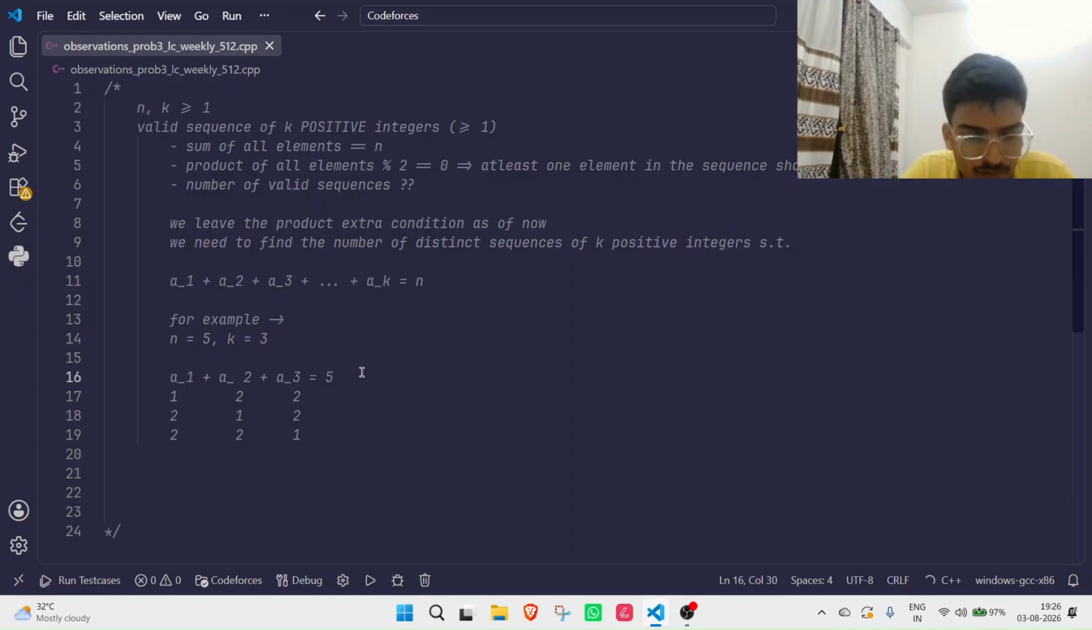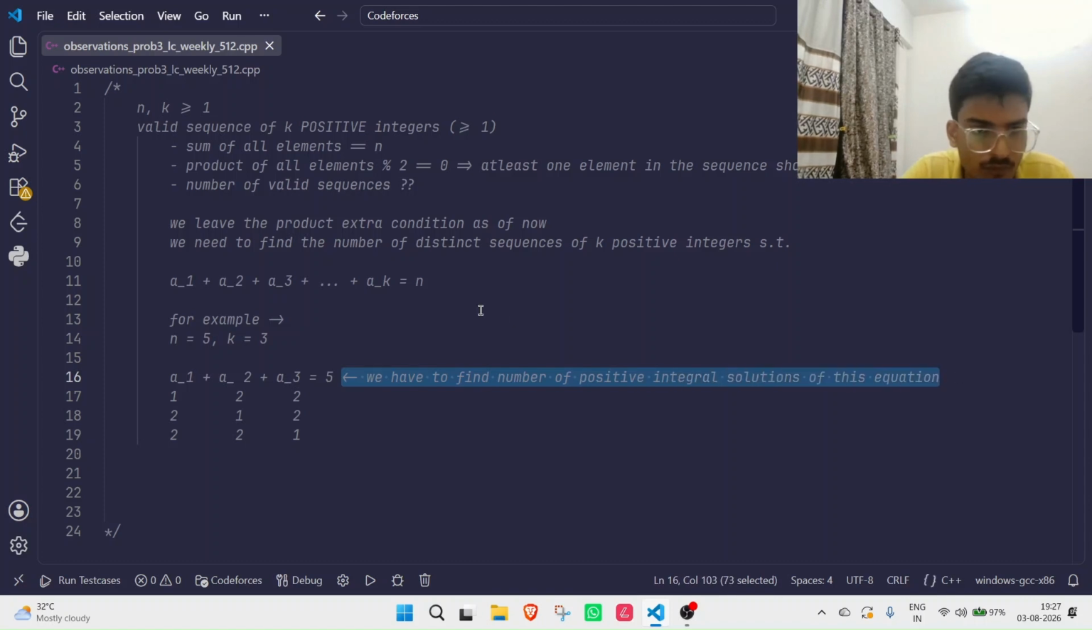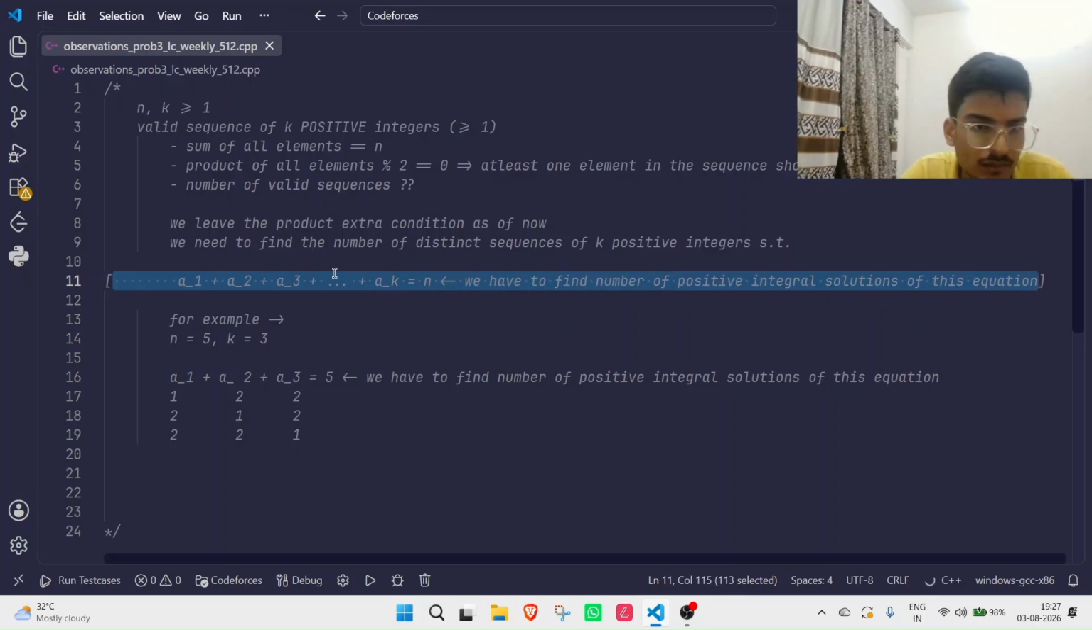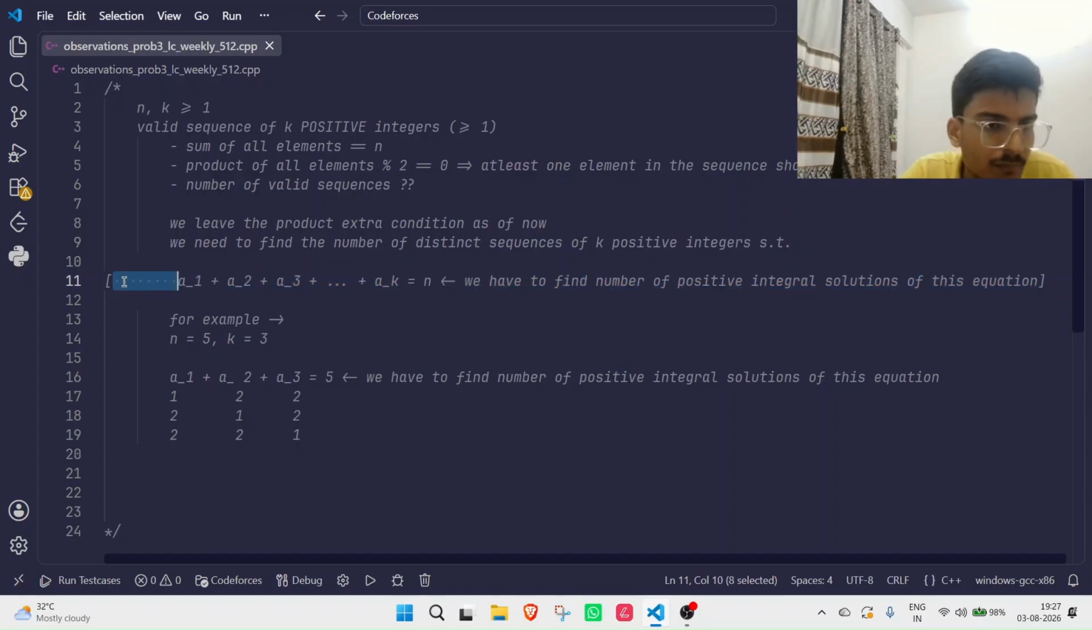We have to find the number of positive integral solutions of the equation, right? So we have to find the number of positive integral solutions of this equation. This is a result in combination, discrete mathematics.